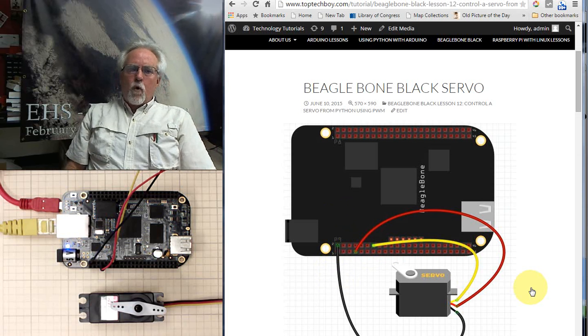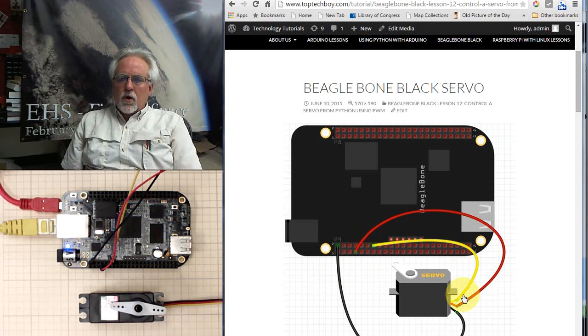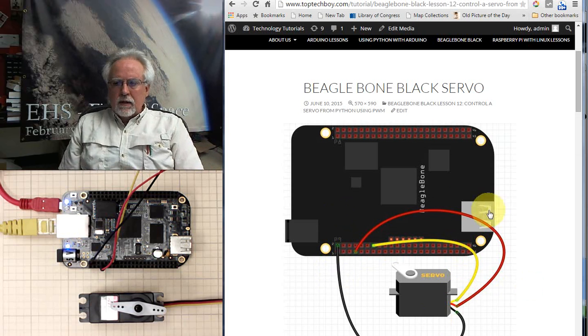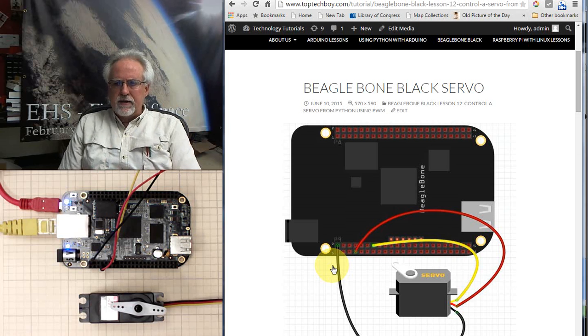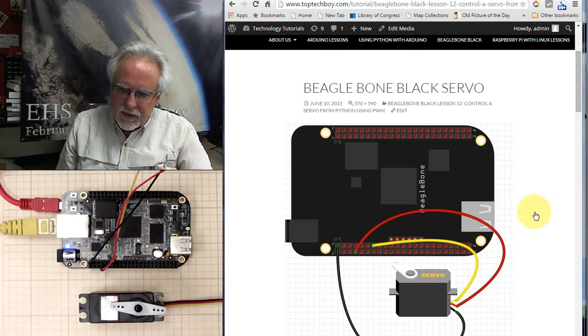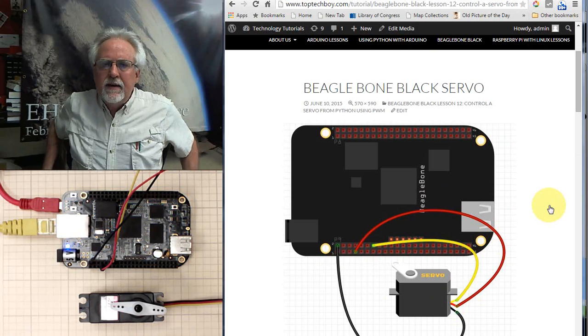Okay, for my servo, control line is yellow, power line is red, ground is black. Almost all servos have three lines. Sometimes they're different colors. If you have a different color code, look in the instructions or the data sheet and see how your color code goes. But you will want power to 5 volts, you'll want ground to ground, and you'll want your control line to P9 header pin 14. Okay, enough said about getting that hooked up.